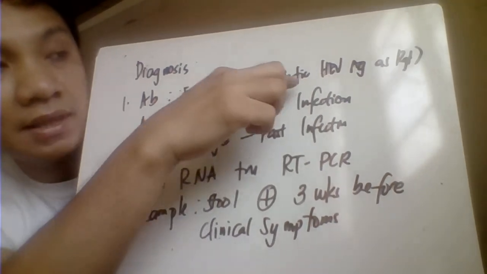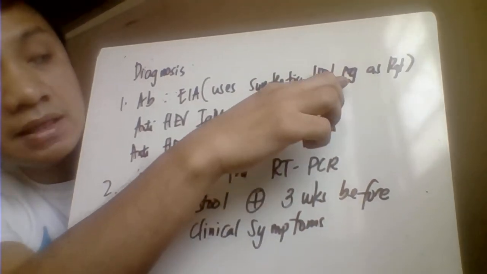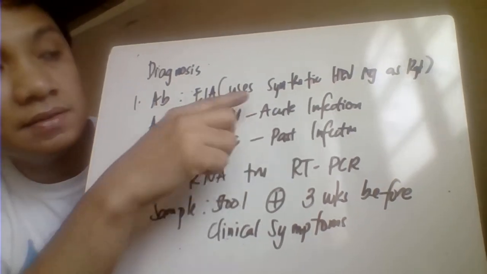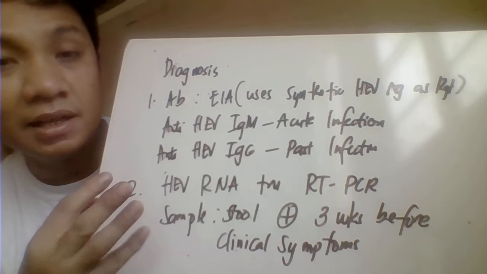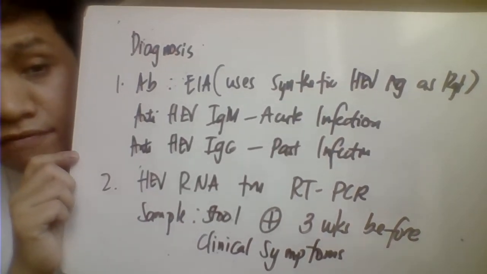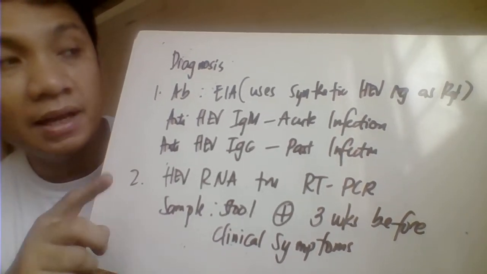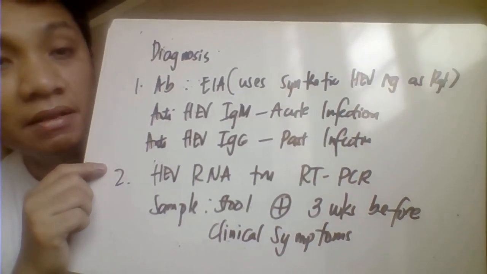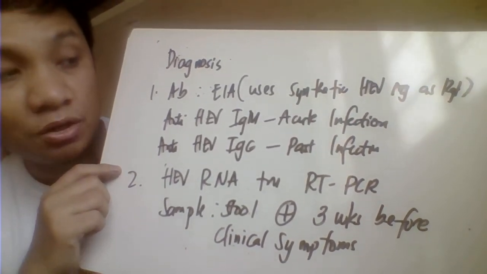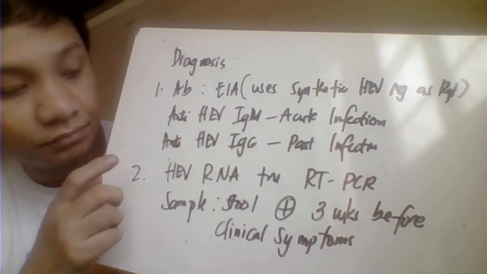Since with that, yung reagent natin is your HEV antigen, and that is a synthetic na antigen. So, pag synthetic, gawa sa laboratory, hindi siya coming from live na virus. Then you add your anti-human globulin labeled with your enzyme, measure the activity, and the activity is directly proportional to the concentration. Pag increased activity, so positive for that.